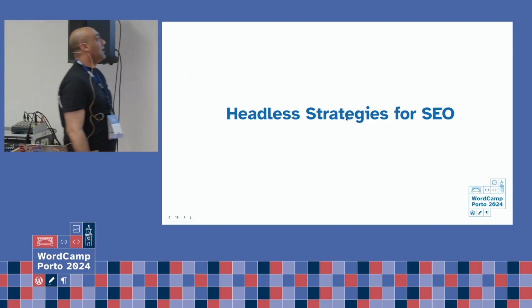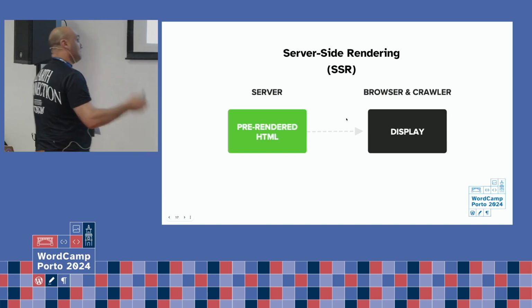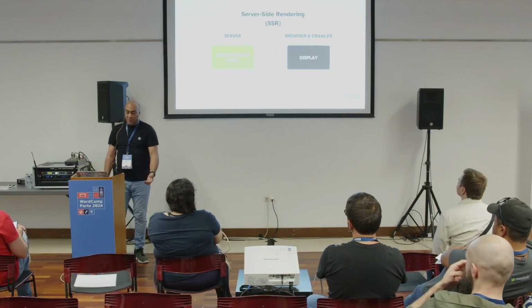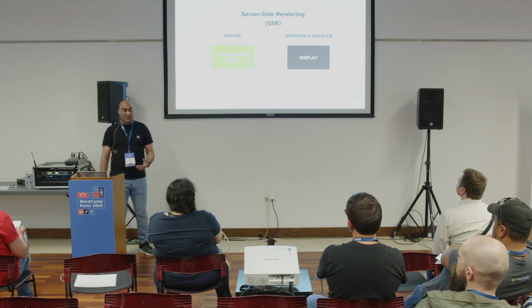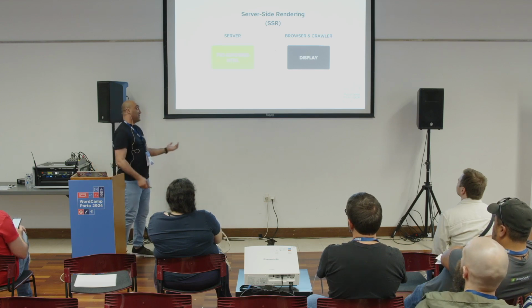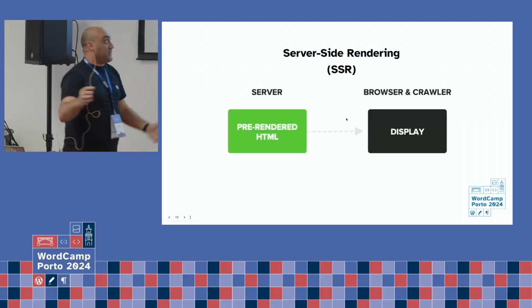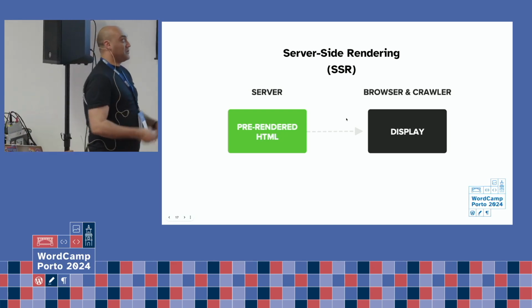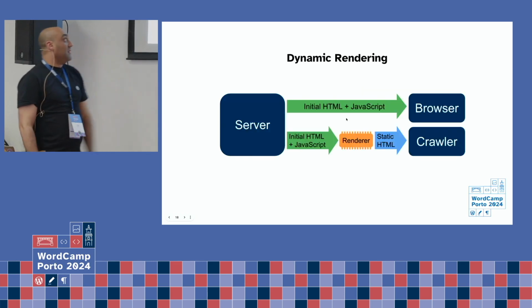Okay, let's talk about strategy. My advice on strategy is that we need to use server-side rendering, which delivers pre-rendered HTML. This version of HTML will be displayed to the user and the browser, so the crawler can now understand the page and the content in the page, and the user as well.